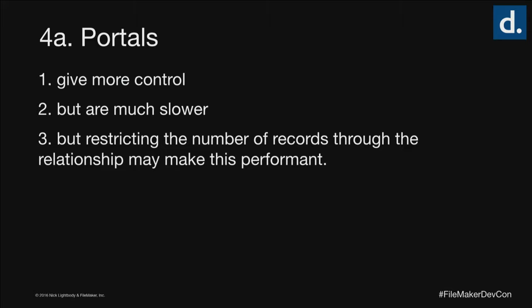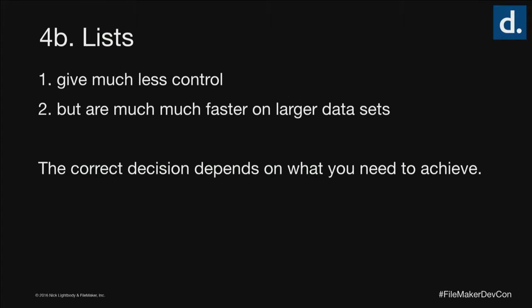You can restrict the number of records that the user gets through the relationship, and that actually speeds up portals. If we have a portal looking into 500,000 records, but the user only has access to a few hundred or several thousand, then the performance of that portal will be very much better. So it's horses for courses. There's no absolute answer that one's better than the other. It depends on what you want to achieve.